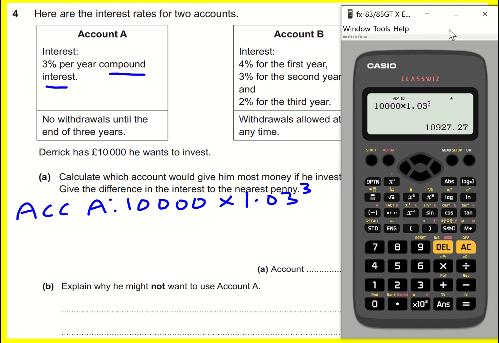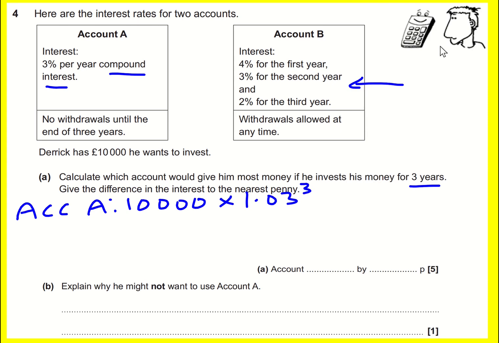Here's one I did earlier. I get 10,927.27, and that is going to give me 927.27 pounds interest.